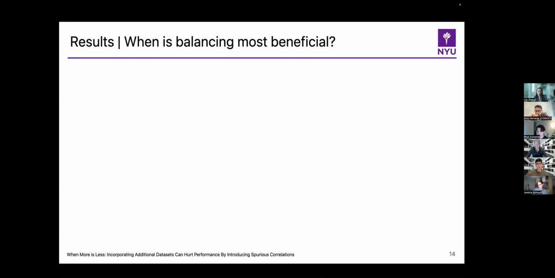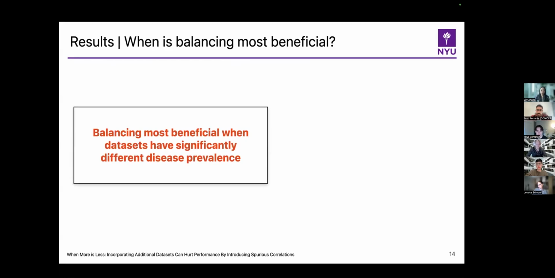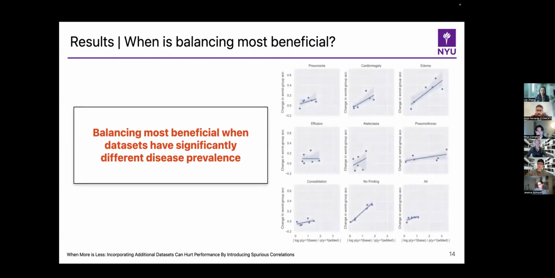So, to be more prescriptive, when is balancing most beneficial? In our case, balancing is mostly beneficial when the data sets that they're using have significantly different disease prevalence. So in these plots on the x-axis, we have the log ratio between the base hospital and the additional hospital. Going further to the right on the x-axis means a greater difference in the disease prevalence between these two hospitals. And the y-axis is overall performance.